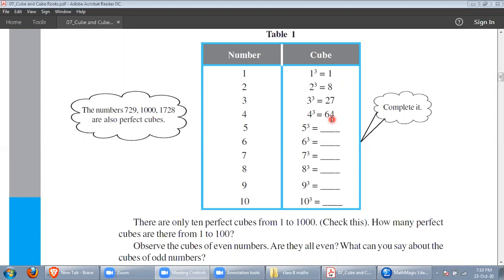And another question is, how many perfect squares are there from the number 1 to 100? How many perfect squares? I'm asking not cube, but perfect square. Tell me, how many perfect squares are there from the number 1 to 100? You have learned this. I'm not asking perfect cube, I'm asking perfect square.